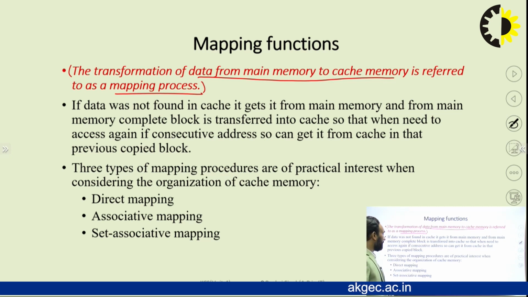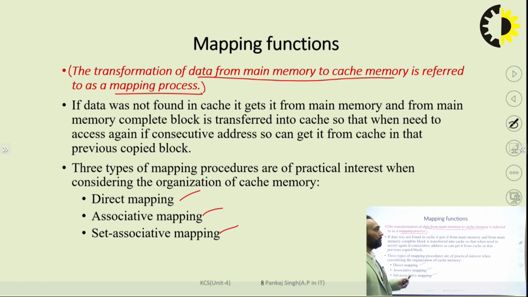So how it is done? It is done by three methods. First one is known as direct mapping, second one is associative mapping, and third one is set associative mapping. We use a few terminologies that we must know before going to the mapping.